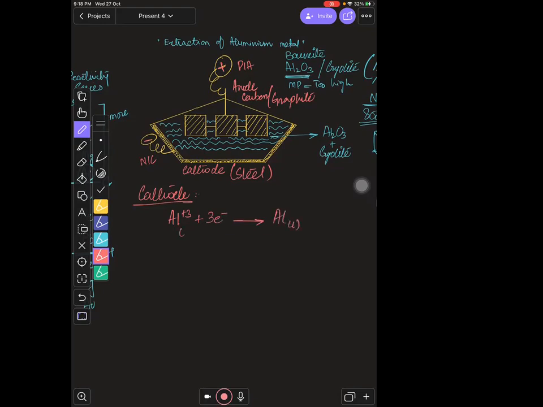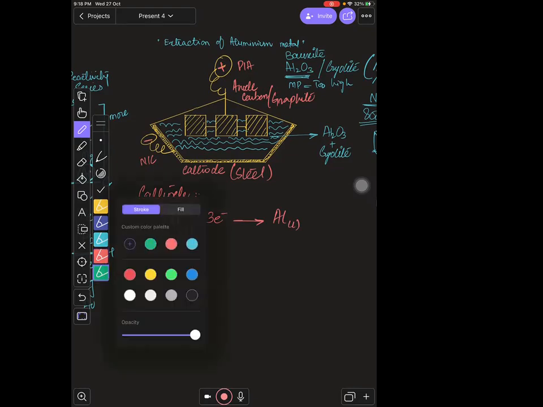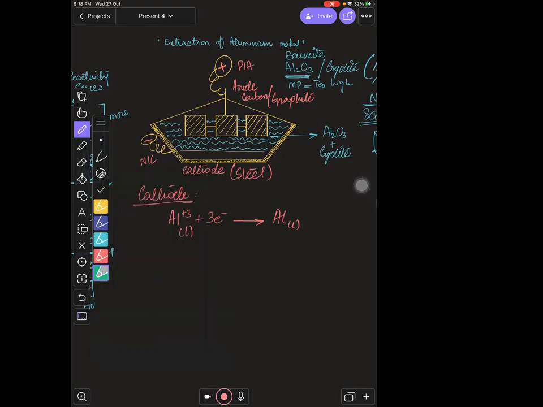Right, bacho? Aluminum is silver in color, so we can draw it in this way, right? We know that aluminum is a metal, so it is denser than the solution, so it starts collecting at the bottom, right, bacho? Yes.